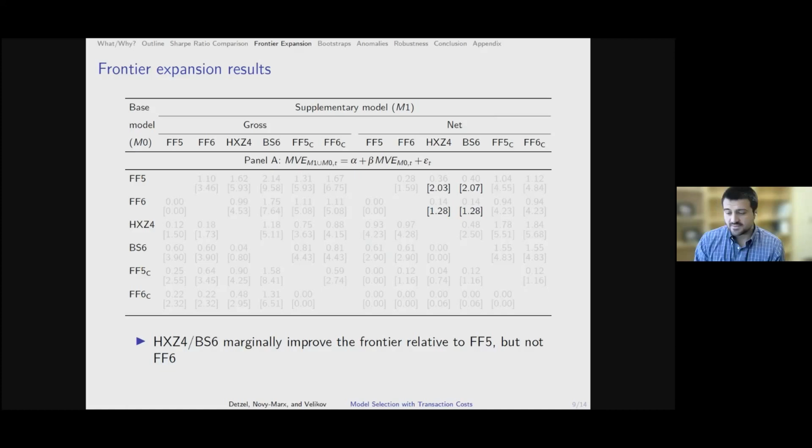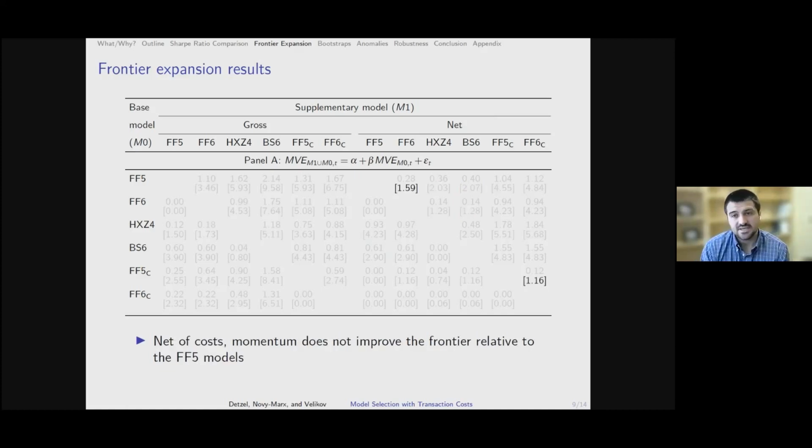The last point I want to make on this chart is that net of cost, momentum doesn't seem to add a whole lot, again, just like in the bar chart. So when you look at adding momentum net of cost to FF5, we have an insignificant test statistic. Same here with the cash-based profitability model.